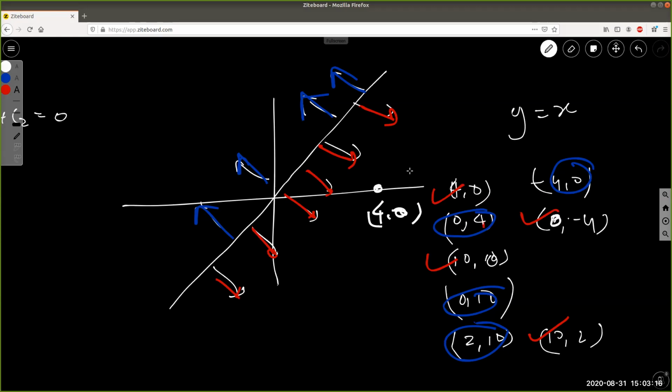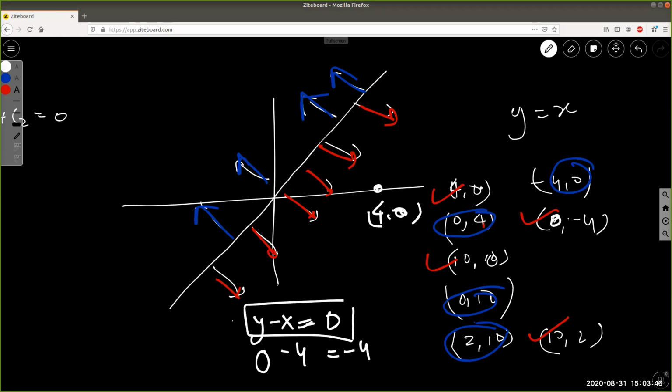How do you make a method of checking? You write the expression of this line, y minus x equal to 0, and then you put the point. Suppose you put 4, 0: x is 4 and y is 0, what value do you get? Minus 4, right? So this is y minus x, and you're putting in the x and y values. What if you put this red point, 10, 0? What do you get on the left side? Minus 10, correct?